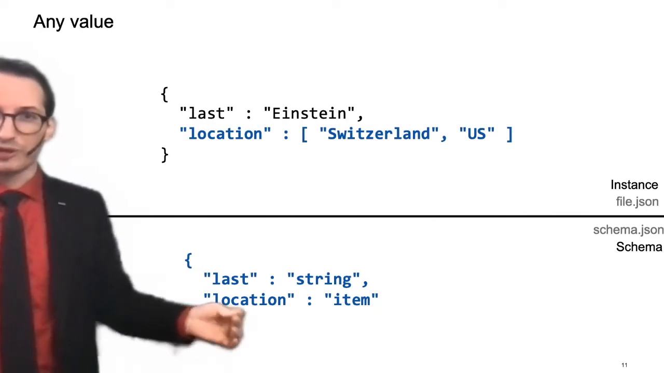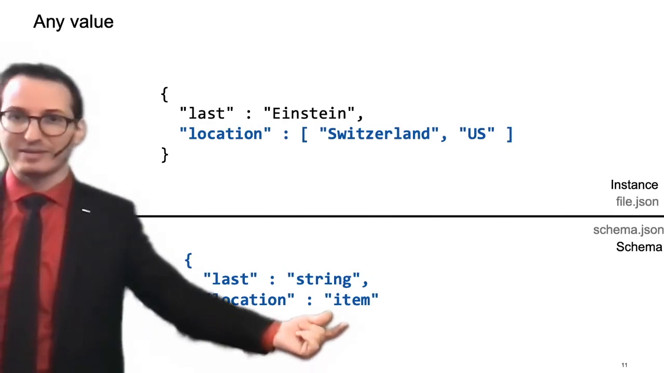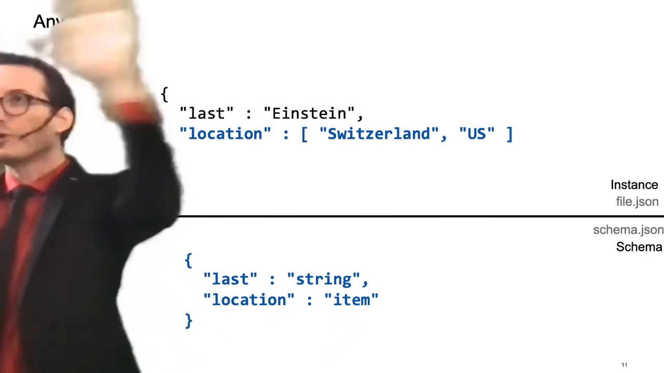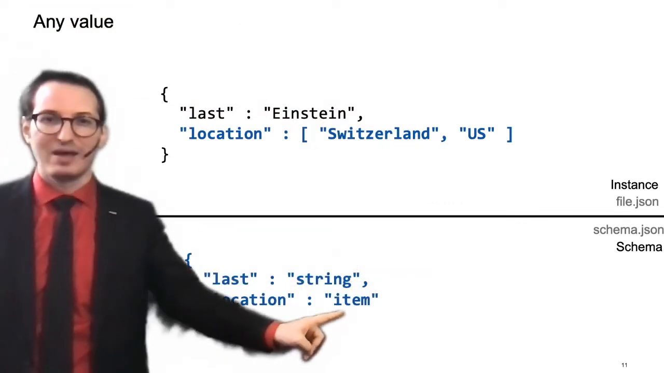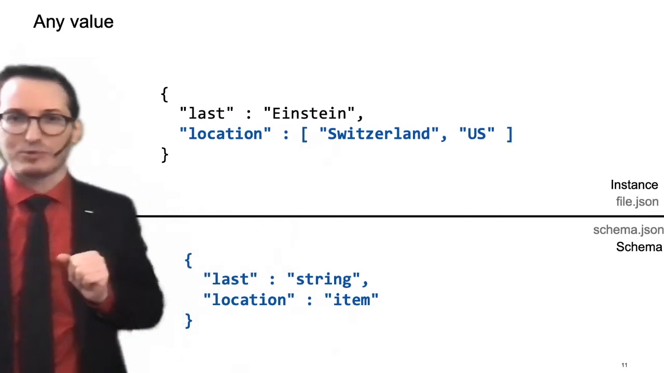If I want to be super generic, I can just put item in there. Item is the super type of everything. Everything is an item, right? So if you put item, it accepts anything, and in particular, it will accept an array.